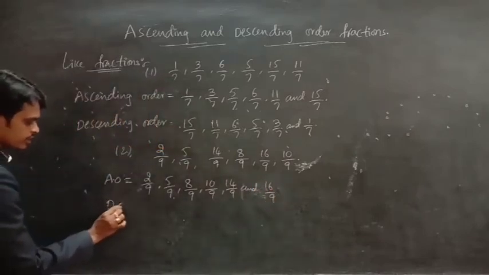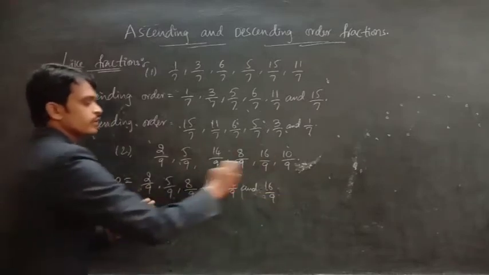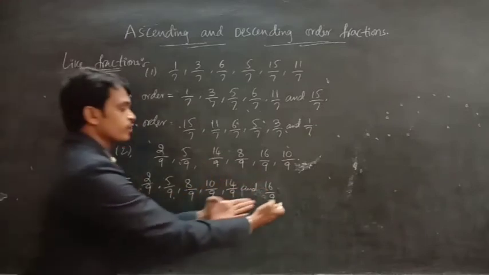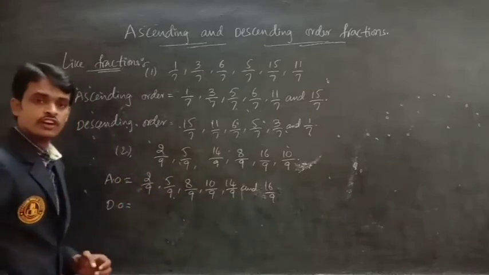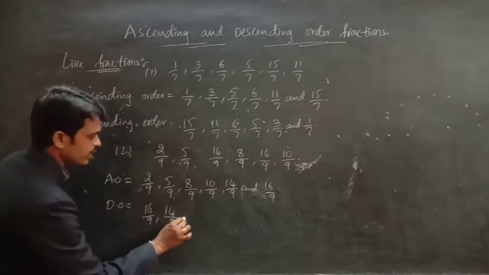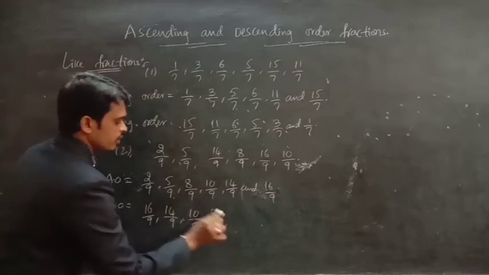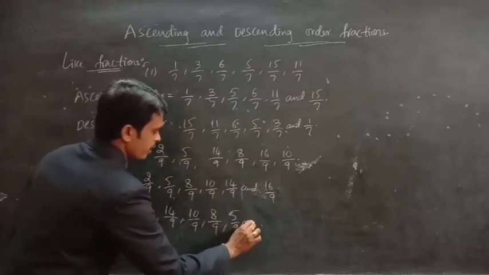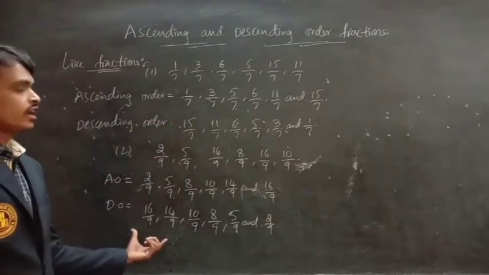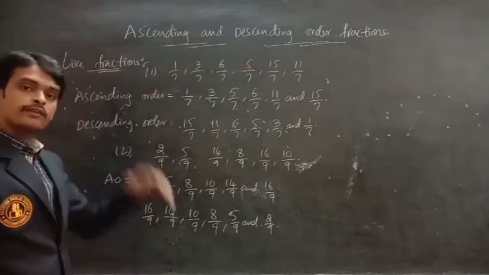Next, the descending order is nothing but the reverse. Ascending is smallest to biggest, and descending order is biggest to smallest. If you write it in reverse, you will get the descending order. That is 16 by 9, 14 by 9, 10 by 9, 8 by 9, 5 by 9, and the last is 2 by 9. In this way, we write the ascending and descending order of like fractions.